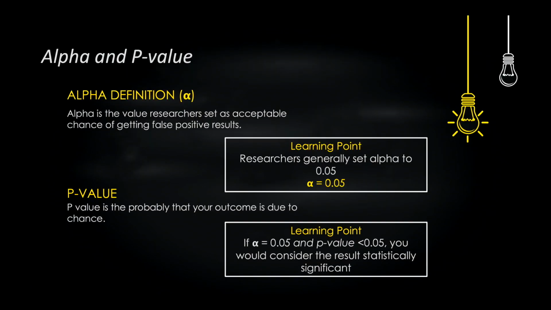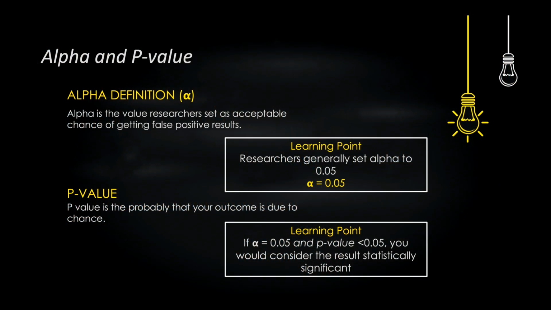So what are alpha and p-value? Alpha is the value researchers set before the research even begins as the acceptable chance of getting false positive results. Researchers generally set alpha to 0.05. And what that basically means is that they are okay with a 5% probability that the result is due to chance.